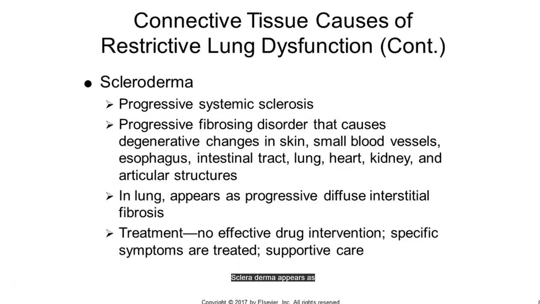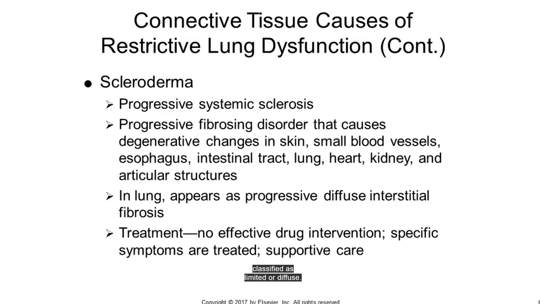Scleroderma appears as a progressive fibrosing disorder that causes degenerative changes in skin, small blood vessels, esophagus, intestinal tract, lung, heart, kidneys, and the ends of the joints. It is 4 times more common in women than men, but the cause is unknown. Within the lung, scleroderma appears as a progressive diffuse interstitial fibrosis in which collagen replaces normal connective tissue.